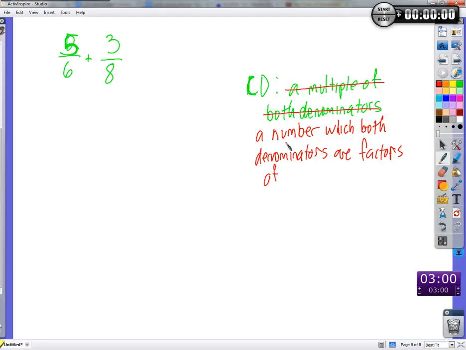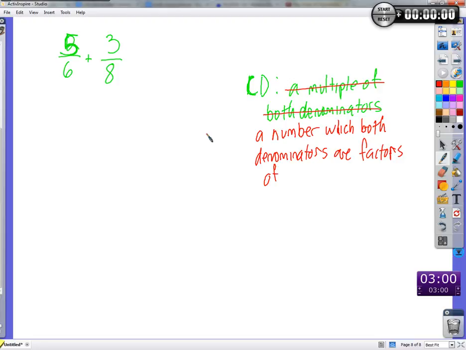This new number, 6 will be a factor of this number. What else will be a factor of this number? 8. 8 will be a factor of this number. Okay? So there's some new number that is going to have 6 as a factor and 8 as a factor, and there's a way to go about this that is surefire, works every time, and makes sure that 6 is a factor and 8 is a factor.